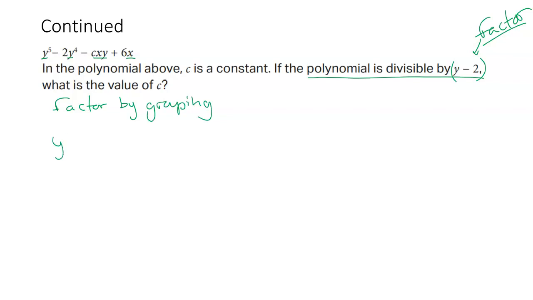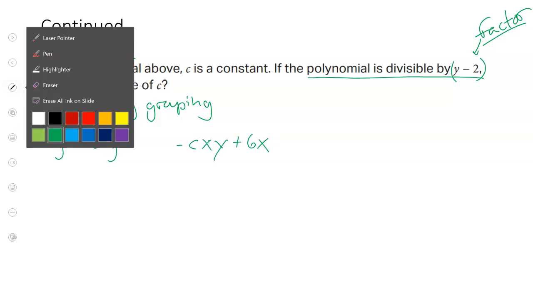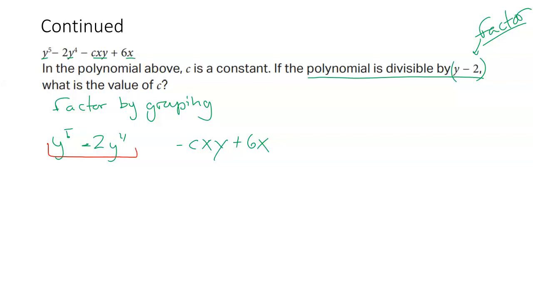So we need to take our first and second term, set them as one group, and the last 2 terms as another group, and factor by grouping, which means we're pulling out GCFs within each group, but we should end up with the same thing in both sets. So what can I factor out of my first 2 terms that will leave me with y minus 2?